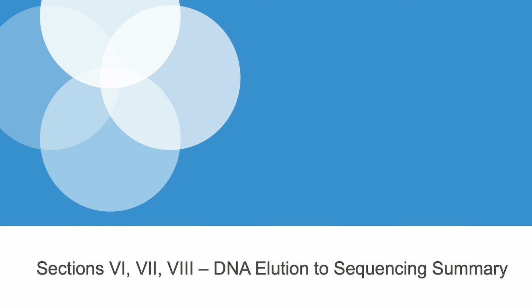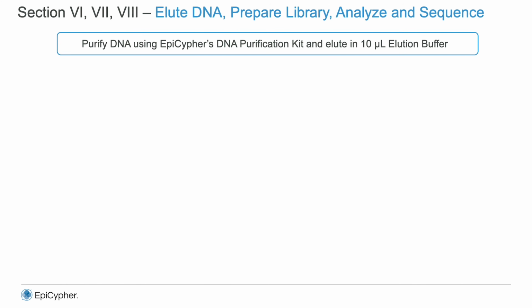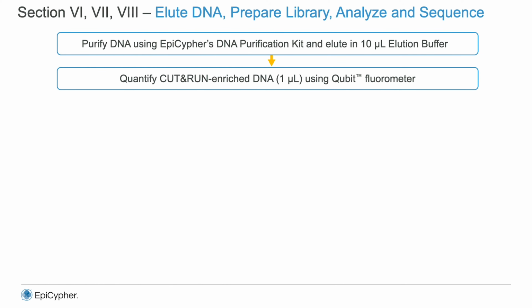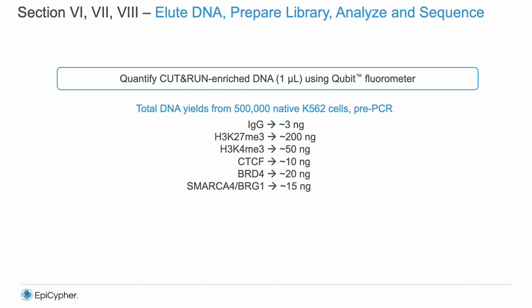In this section, we will summarize the steps for eluting DNA, for library preparation, and quality control steps prior to sequencing. We recommend eluting DNA in 10 microliters of elution buffer. Carefully quantify 1 microliter of eluted DNA using the Qubit fluorometer. Here are some example yields for common targets from 500,000 native K562 cells.